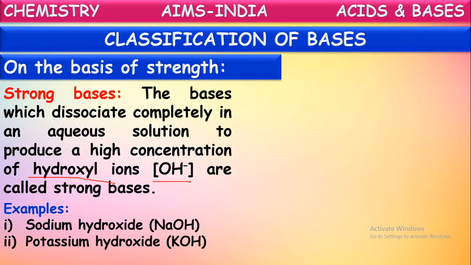If you take 100 molecules of sodium hydroxide into water, almost all the molecules split into Na plus ions and OH minus ions. So these bases are said to be strong bases, which ionize completely, which means they separate into respective ions completely. Okay, next one.